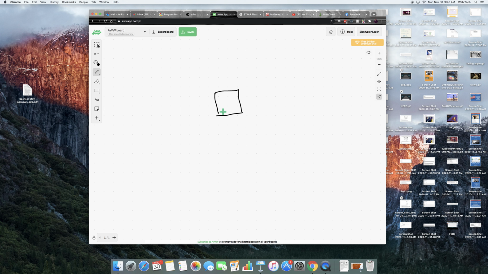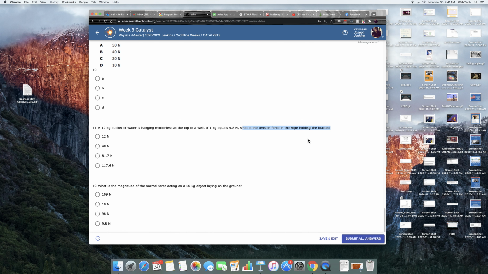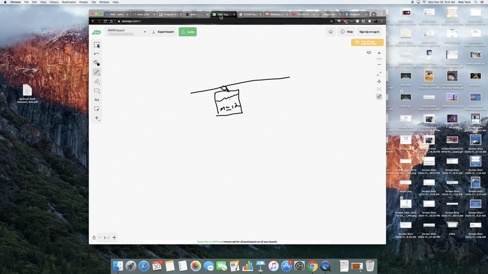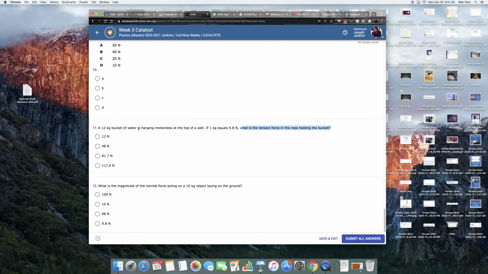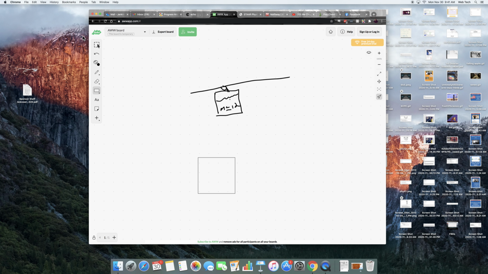So here's that bucket at the top of the well. It's hanging motionless, and it might have water in it. The mass is 12 kilograms. So what does it ask for? What is the tension force in the rope holding the bucket? So let's do a free body diagram of this. First of all, we've got to see that this bucket of water is hanging motionless. They're going to tell you that.